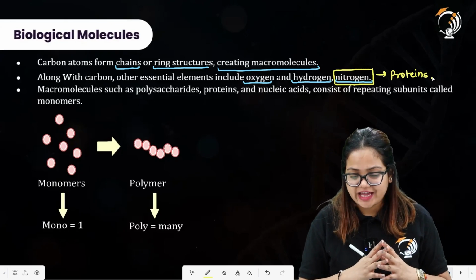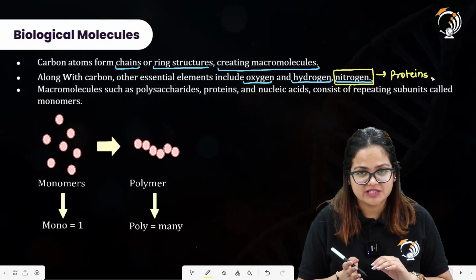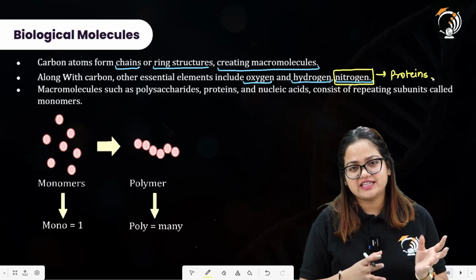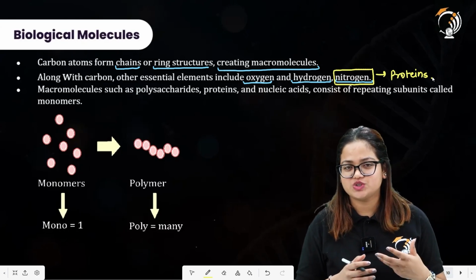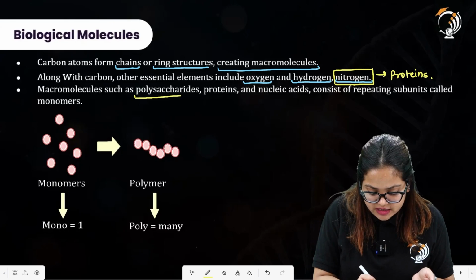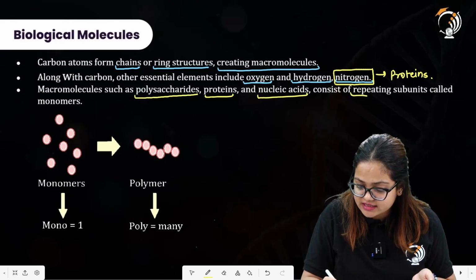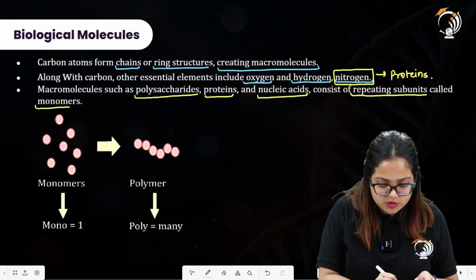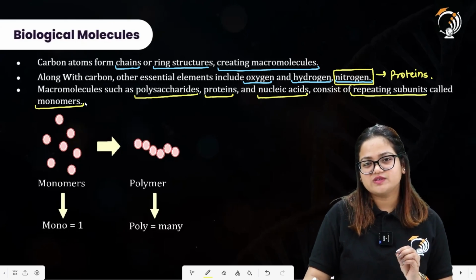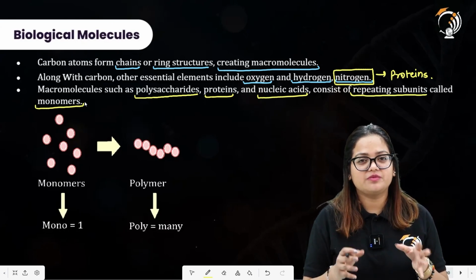Carbon, hydrogen, and oxygen are present in carbohydrates, fats, and proteins as well, though the composition differs, or you can say the ratios of these elements, carbon, hydrogen, oxygen, differ in all of these food components. All right. Macromolecules such as polysaccharides, proteins, and nucleic acids consist of repeating subunits called monomers. Now, this is a very crucial statement, since you will observe that questions are coming in which you have to select the monomer for a particular food component, and you will be provided with a table.